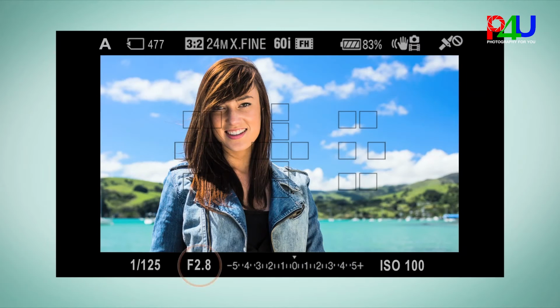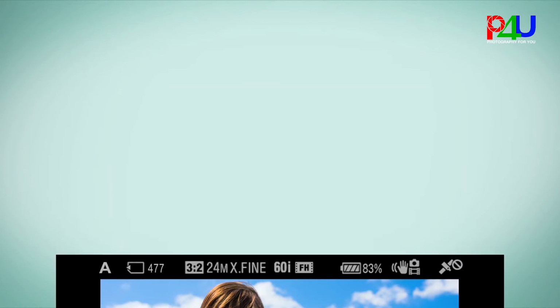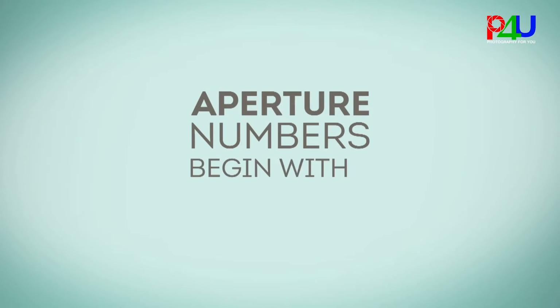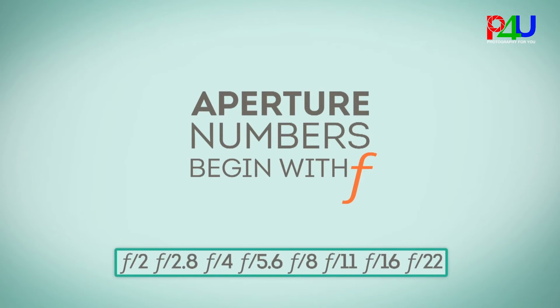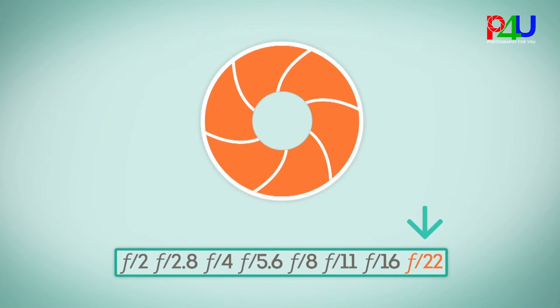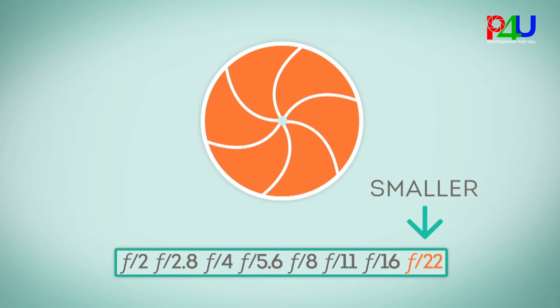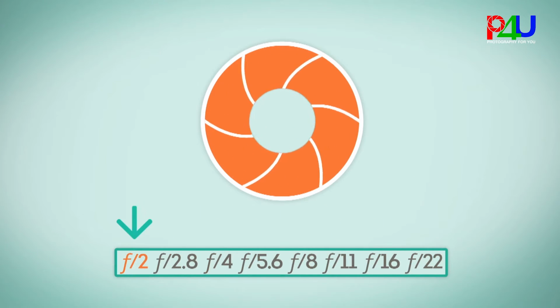This is where you can find aperture readings on your camera. Aperture readings are a series of strange-looking numbers beginning with an F. What is even stranger, the bigger the F number, the smaller the aperture. And the smaller the number, the larger the aperture.